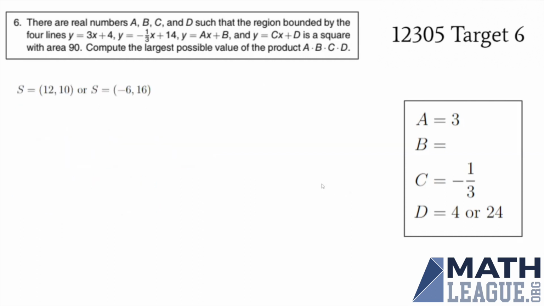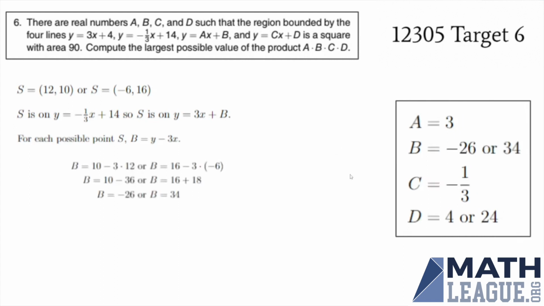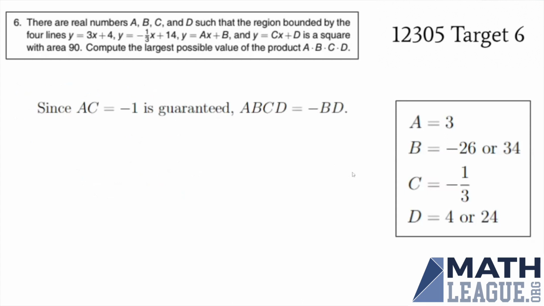From here, we know that S is on y equals ax plus b. A is 3, so we can just find what b is by isolating b. So b is either -26 or b is 34. Now we have the values of all 4 variables.